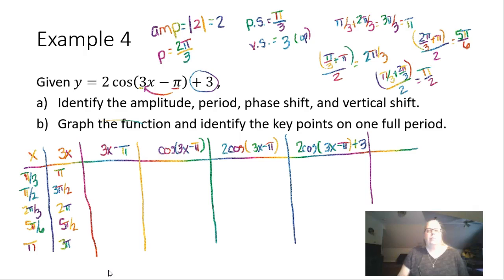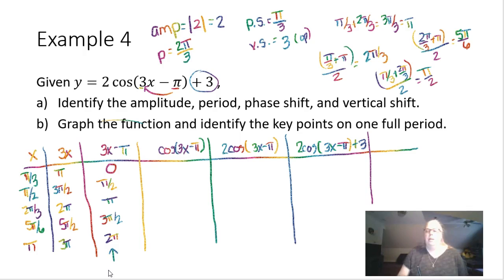That's good. Next thing I want to do is take this column and subtract pi. This is for my phase shift. All right, so pi minus pi, that's 0. 3 pi over 2 minus 2 pi over 2, that's just going to give me pi over 2. 2 pi minus 1 pi, that's going to give me pi. 5 pi over 2 minus pi, or minus 2 pi over 2, that's going to give me 3 pi over 2. And then 3 pi minus 1 pi is going to give me 2 pi. And there's my column I was looking for.